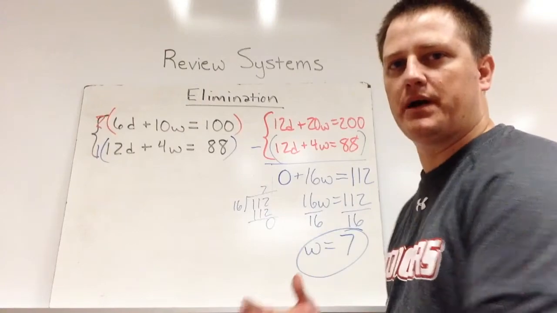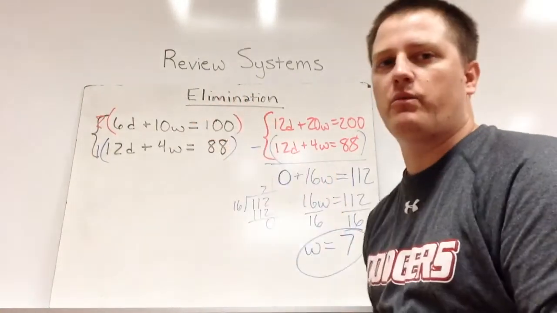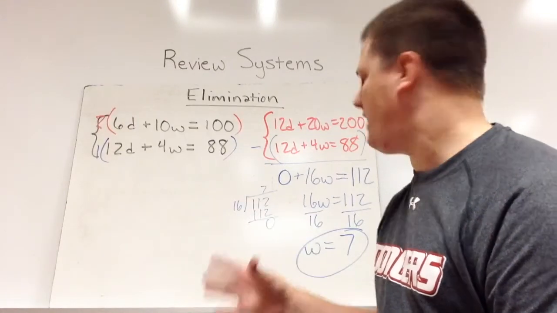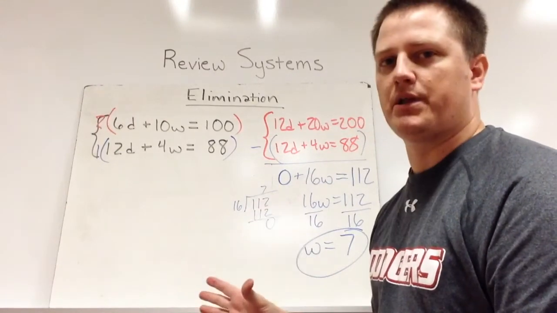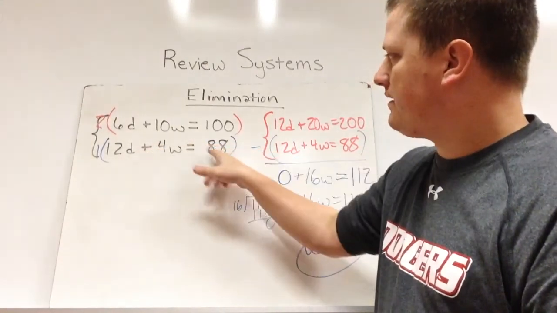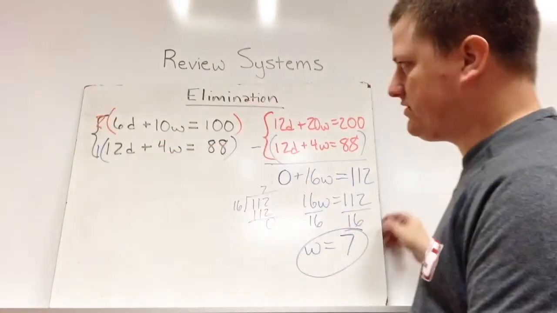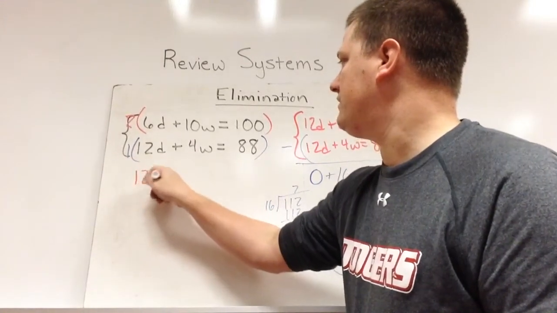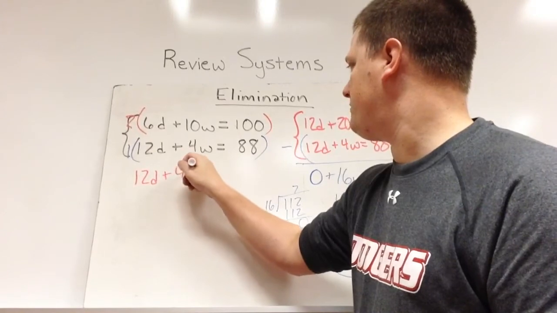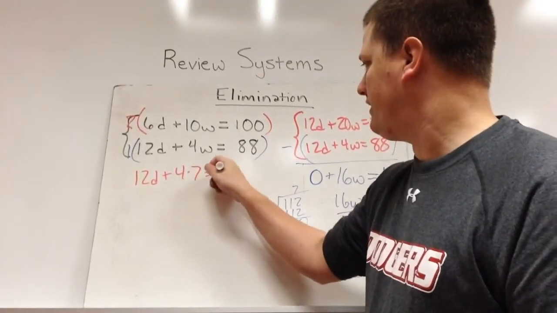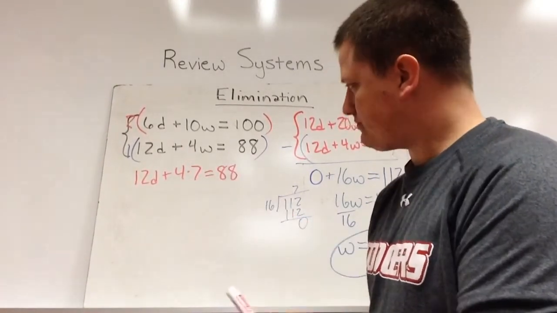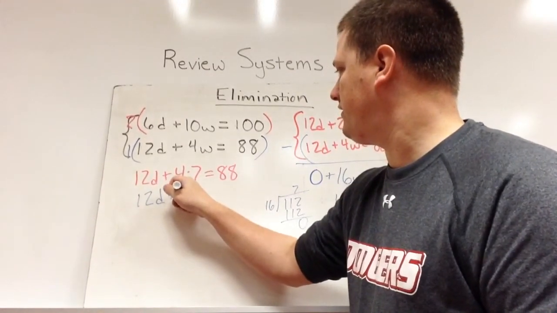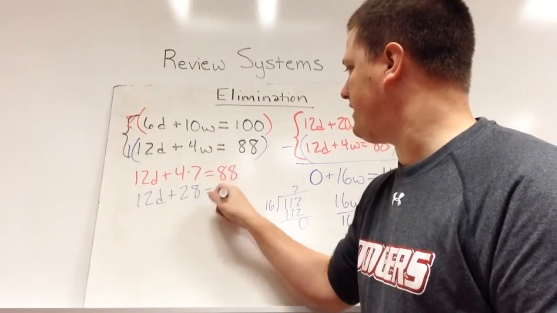So now, to find our D value, we're going to take the 7 and put it into either one of these equations. It shouldn't matter which one, because they both should give us the same answer. So I would just go with whichever one looks simpler. I might go with the one on the bottom, because I've got some smaller numbers for the most part. So we're going to go 12D plus 4 times 7 equals 88. So this is going to be 12D plus 28 equals 88.